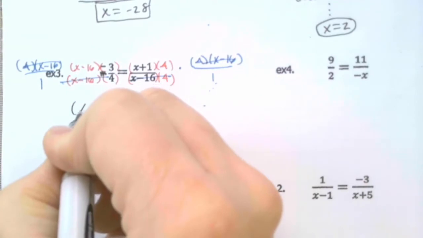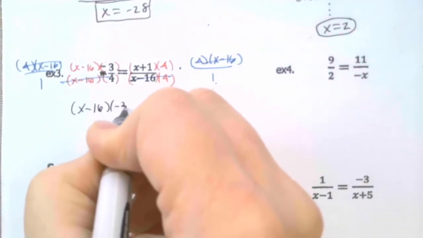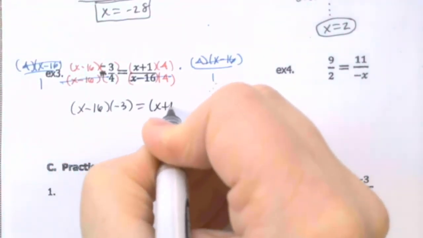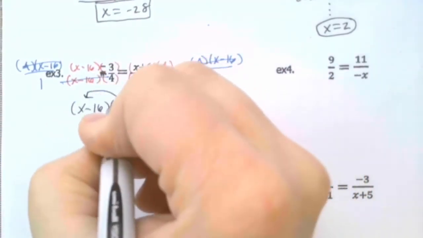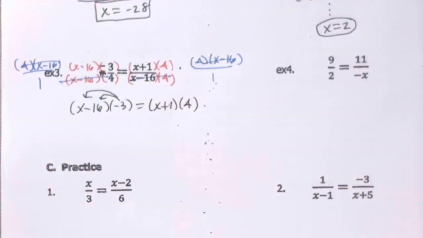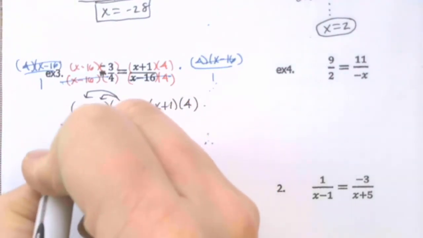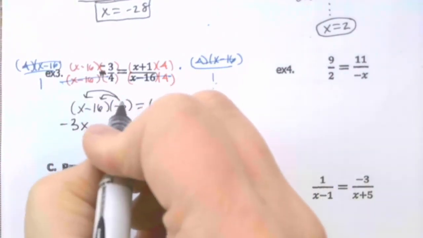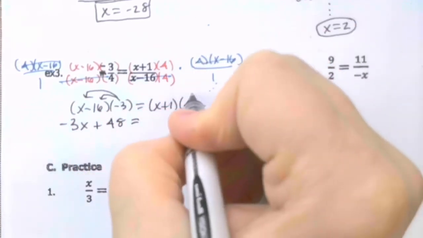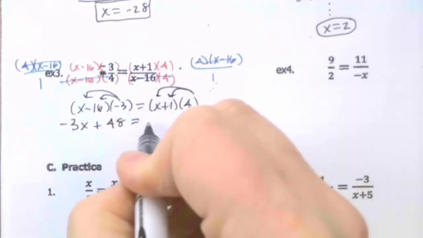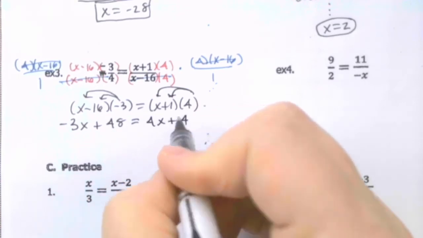And now I have x minus 16 times a negative 3 equals x plus 1 times 4. Now, have you ever wondered why they taught you backwards distribution in Algebra 1? This is why. There are times where it is more convenient to go backwards. So I get negative 3 times x is negative 3x. Negative 3 times negative 16 is positive 48. On the right, backwards distribute the 4, you get 4x plus 4.